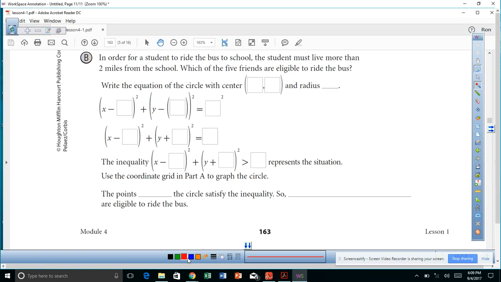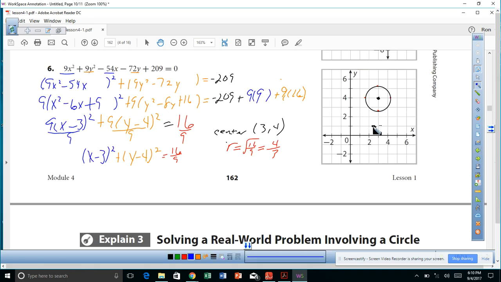All right. In order for a student to ride the bus to school, the student must live more than 2 miles from the school. Which of the 5 friends are eligible to ride the bus? All right, write the equation of the circle with the center, and what was the center? The center was, well, let's see, where is the circle at? Where is it at? Where's the center at?